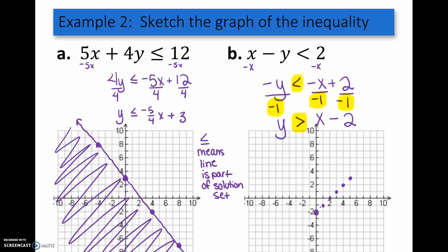Before you draw in the line, and this is what usually happens, I get in a rush, I draw the line in, and then I think, oh crap, is that supposed to be a solid line or a dashed line? And if it's supposed to be dashed, I have to take my eraser and go back and erase chunks of the line. So try to think of it before you draw the line in. Should this be a solid or dashed line? Dashed, because it's just greater than, which means that this boundary line is not part of the solutions.